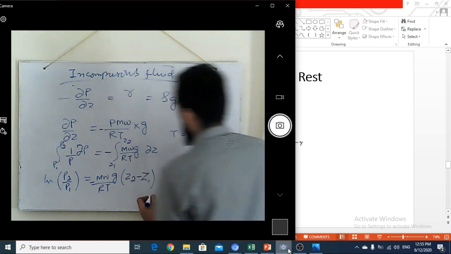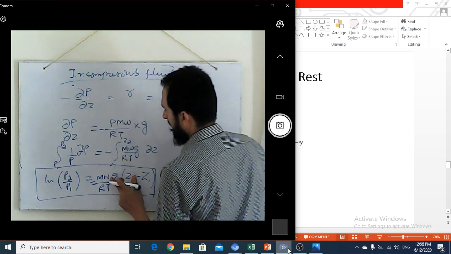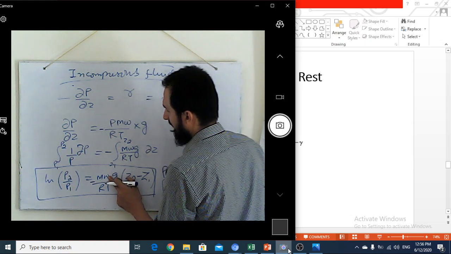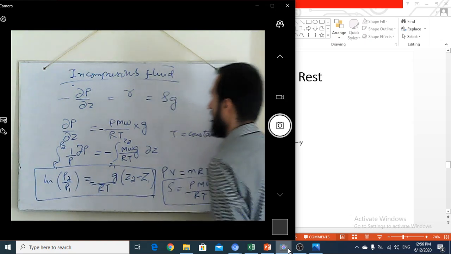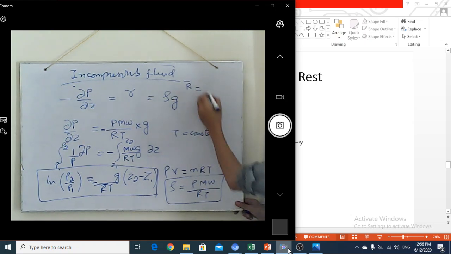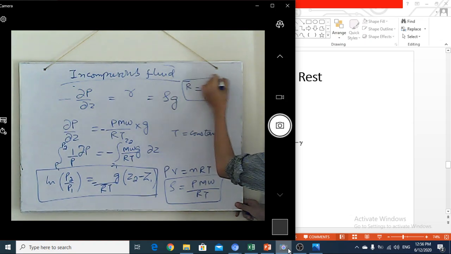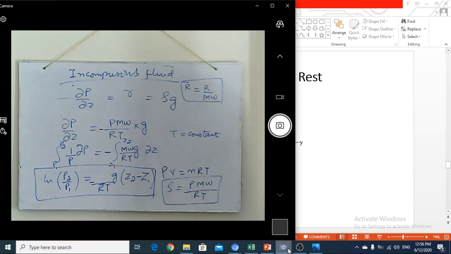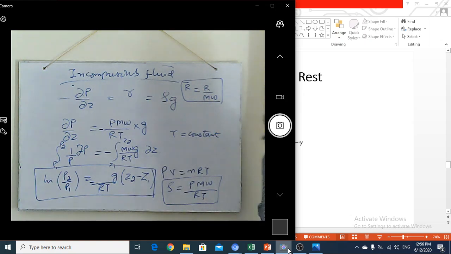Okay, so this is the solution. Or in some books you will find that there is no molecular weight present, so they write R bar in such a manner that R bar is equals to R divided by molecular weight. So don't get confused with that, whether you are resolving it including molecular weight or not including molecular weight. Whatever the matter is, your result will be the same.